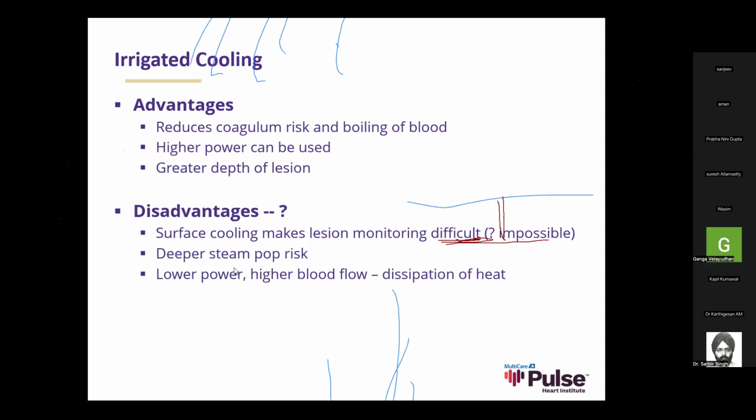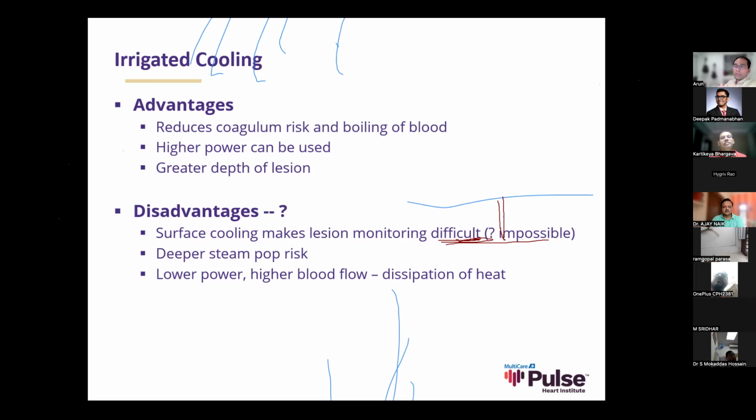Then there is deeper steam pop risk. With a non-irrigated catheter, steam pops mostly happen at the interface because that is the highest temperature. But with an irrigated catheter, the risk of a steam pop is much deeper in the tissue. One more disadvantage is lower power and higher blood flow, which leads to dissipation of heat. With very low power, there is a lot of dissipation of the heat because you are irrigating the catheter.